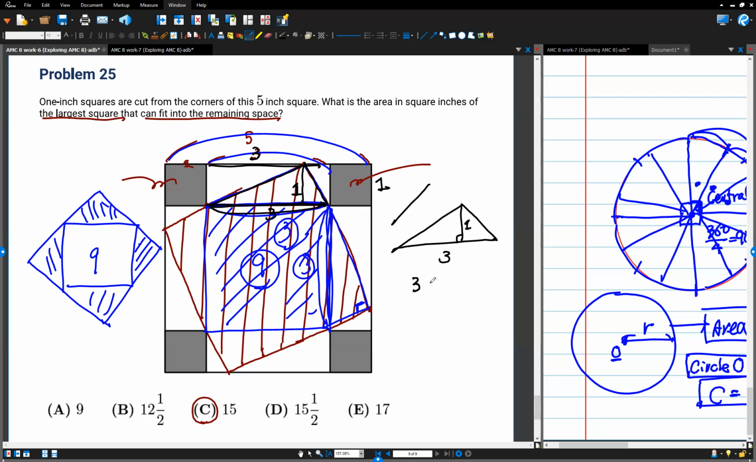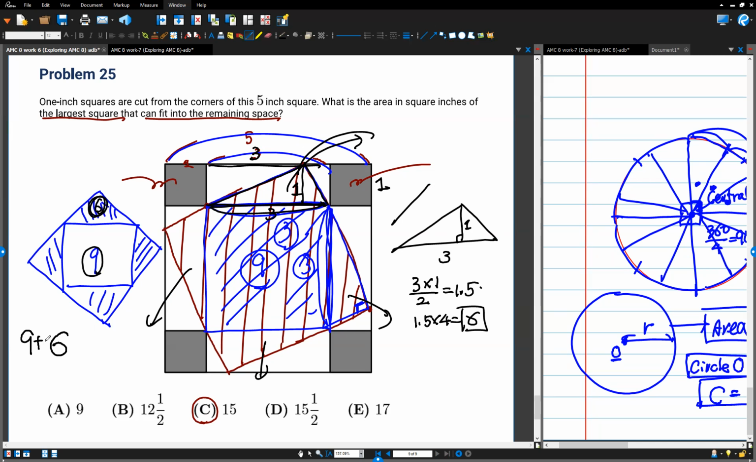Base times height divided by 2 equals 1.5. That's the area of one triangle. 1.5, 1.5, 1.5, 1.5. There are 4 equal triangles, so times 4. 1.5 times 4 equals 6. Total area: 9 plus 6 equals 15. This is the largest possible area. That's why you got the answer 15.